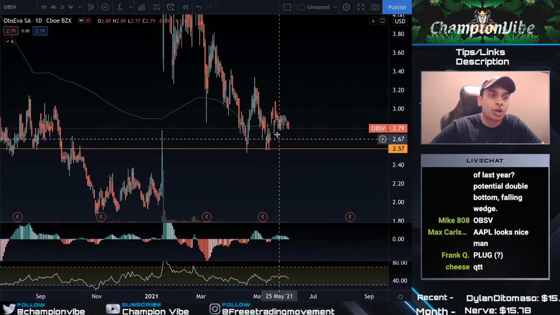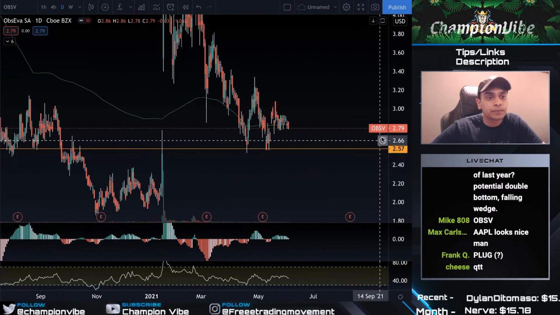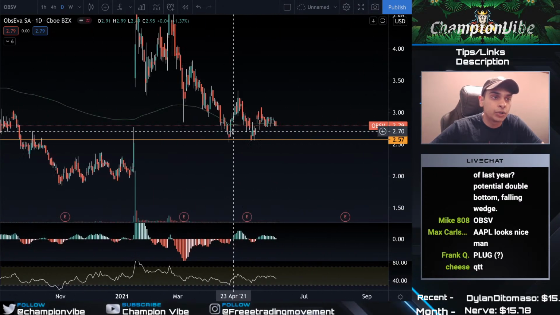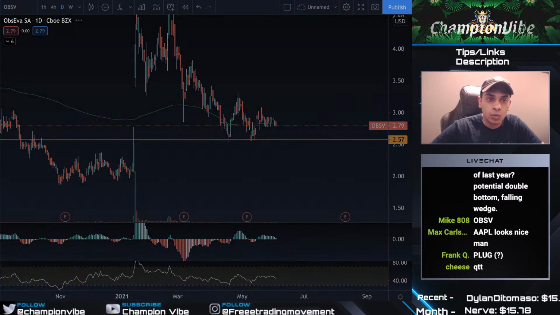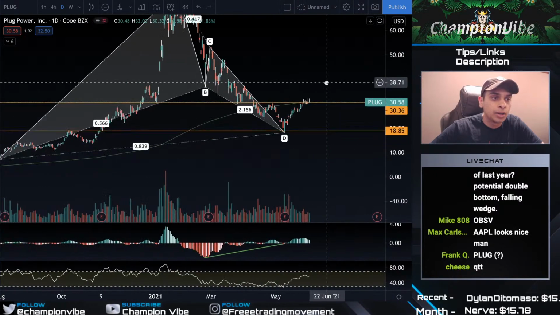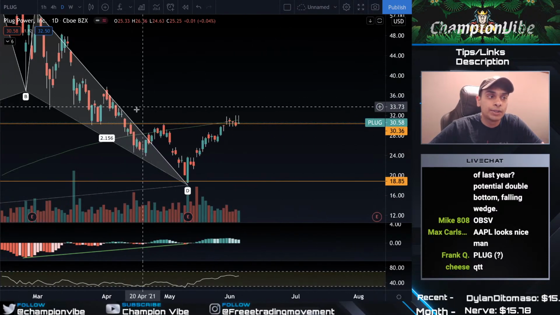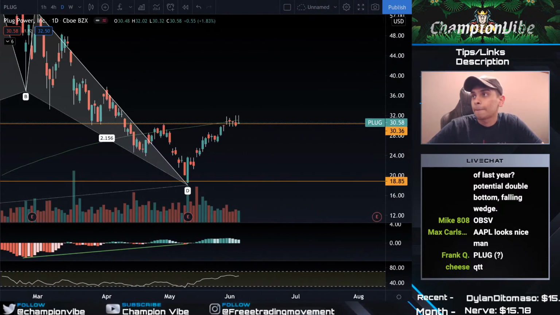OBSV is just chopping around the 200-day moving average. It's above 257. That's all you have to do, is hold above that, but I don't really see any divergence or patterns or anything like that. We already looked at Apple, and then PLUG, I think we already looked at it as well. It's at a make or break area. It's at the 200-day moving average and the resistance, which used to be a support.